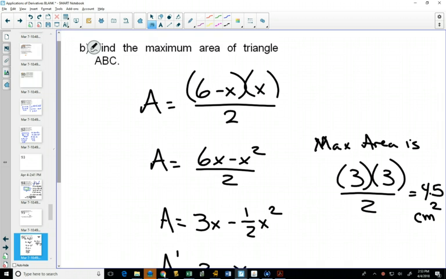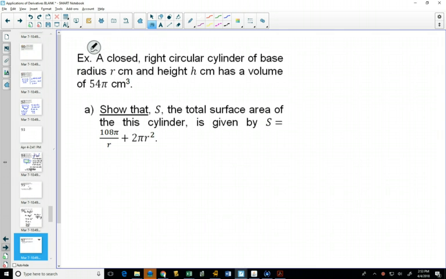All right, let's do a little bit more of an advanced question here. A closed right circular cylinder, base radius r and height h, has a volume of 54 pi centimeters cubed. Now, I don't know if you have ever bought a drink and instead of saying 700 mils, it says 54 pi mils, but that's the case in this example. They're telling us that the volume is 54 pi.